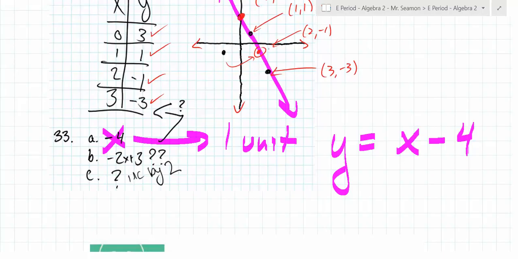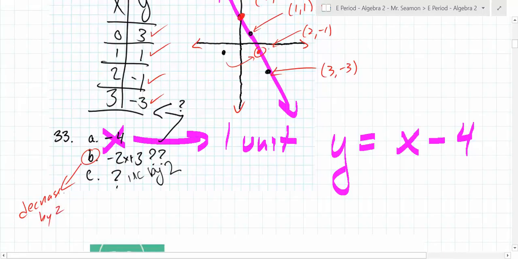Anybody have 33b? Let's see here. Mar, you guessed 2. So this is for 31. It's going to be negative. For every increase of x by 1, y is going to decrease by 2, because the equation for 31 for that one is y equals negative 2x plus 3. If the slope is negative 2x, that means for every unit 1 over for x, it goes down by 2.